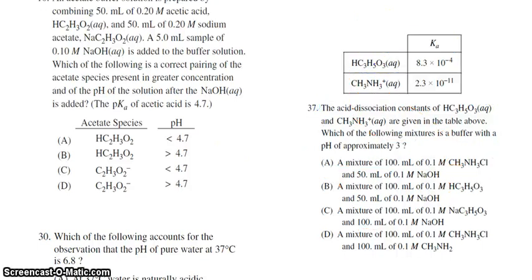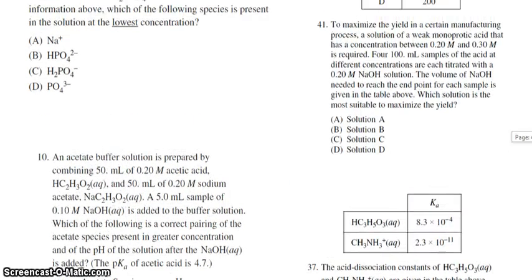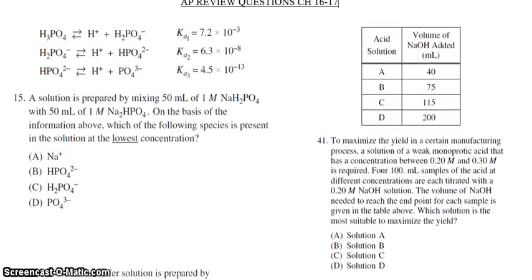top one here? Go up to the top. Here is another acid-base type question. Here we're told that to maximize the yield in a certain manufacturing process, a solution of a weak monoprotic acid that has a concentration between 0.2 and 0.3 is required. So we need a 0.2 to 0.3 molar weak acid solution. That's all they're telling us.